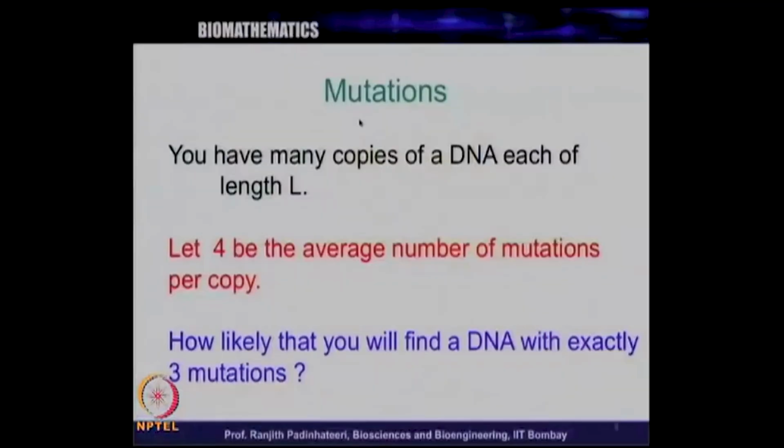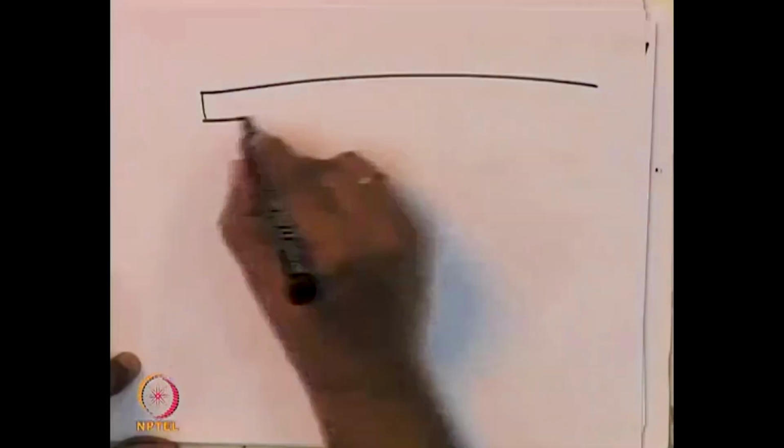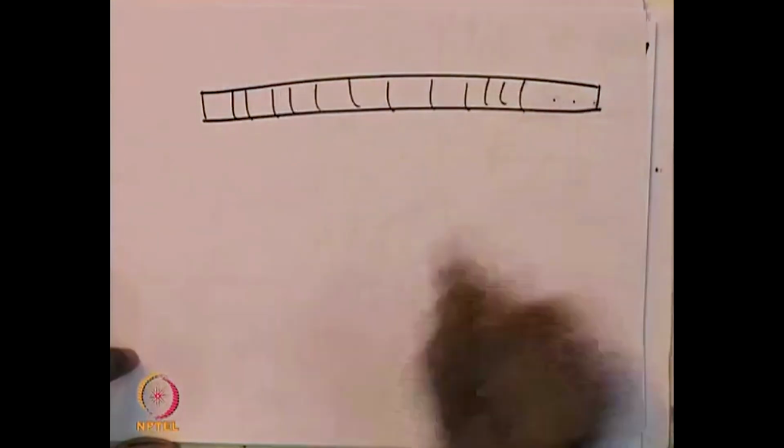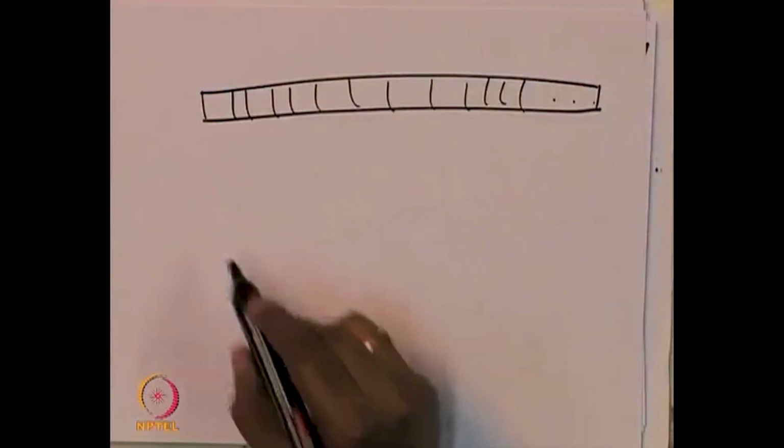Look here. Let us say imagine that you have many copies of a DNA, each of length L. So, you have many copies of DNA, each having length L. Let us say 1000 base pairs of DNA. There are many copies like this.